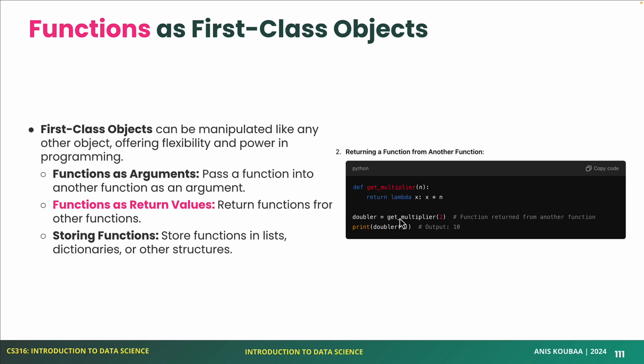Okay, lambda by definition is an anonymous function. It's a function that doesn't have a name. So what is a function? A function is, let's say, a method that takes an input and returns an output. So in lambda, the input is x, and the output is x multiplied by n.